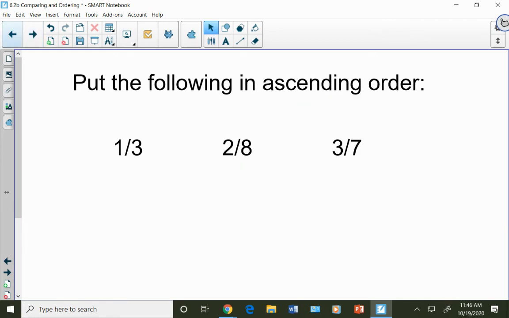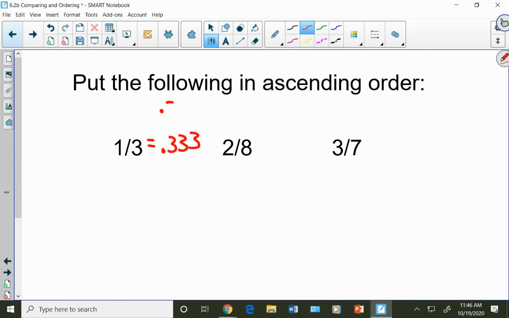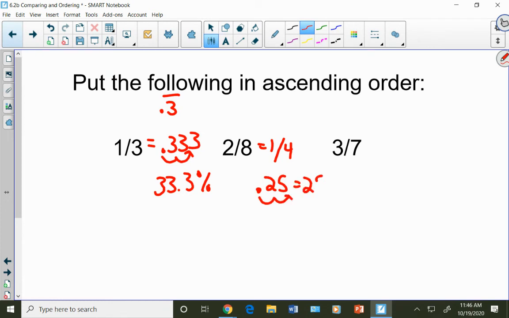All right, let's go back to ascending order. Ascending means to go up. Remember, this is a repeating decimal, 0.333. Moving 2 places to the right, it's 33.3%. 2/8 is a fraction that can be reduced to 1/4. 1/4 as a decimal is 0.25, which moving 2 places to the right is 25%.